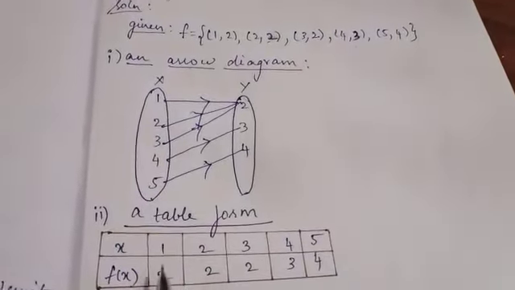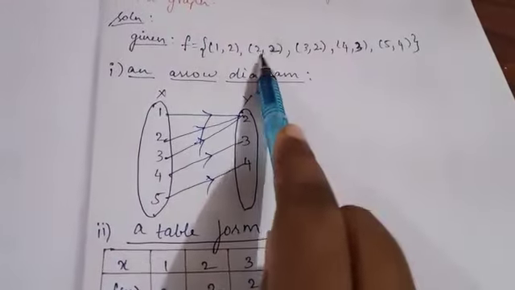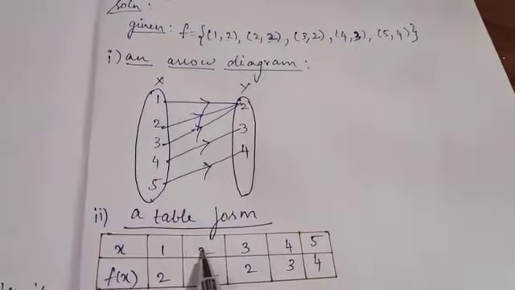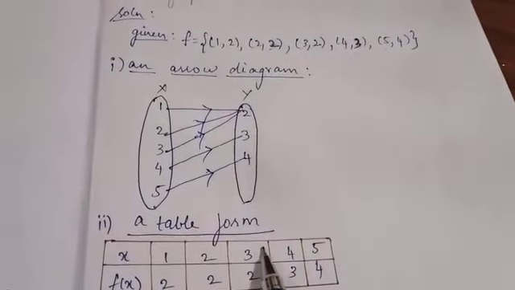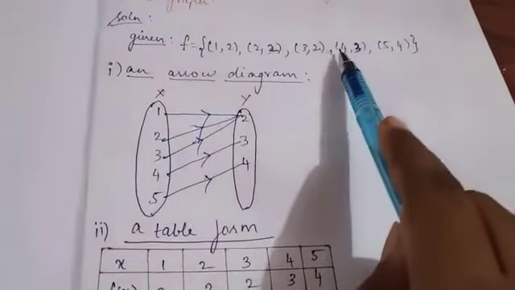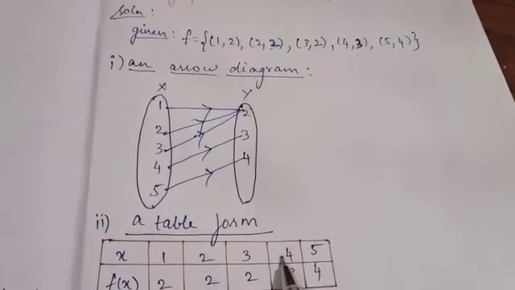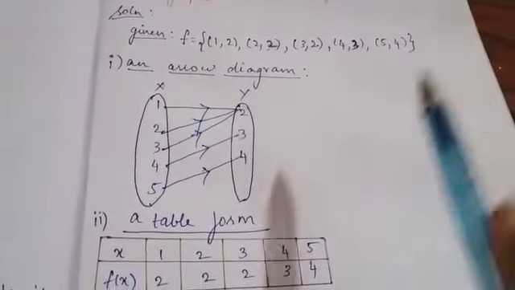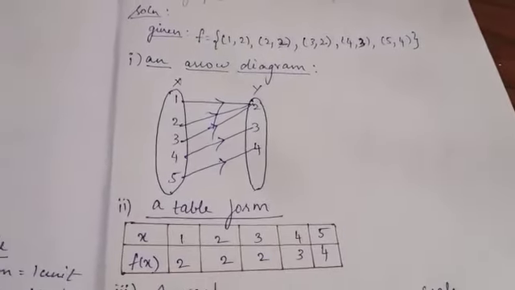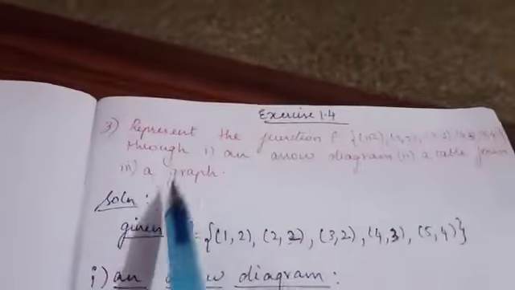So for 1 we have 2, so for 1 I'm writing 2. For 2 we have 2, so for 2 I'm writing 2. For 3 we have 2, so for 3 I'm writing 2. For 4 we have 3, so for 4 we have 3. For 5 we have 4, so 5, 4. Yes, and the last subdivision is a graph.